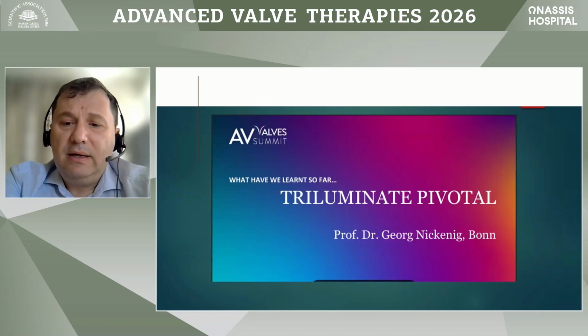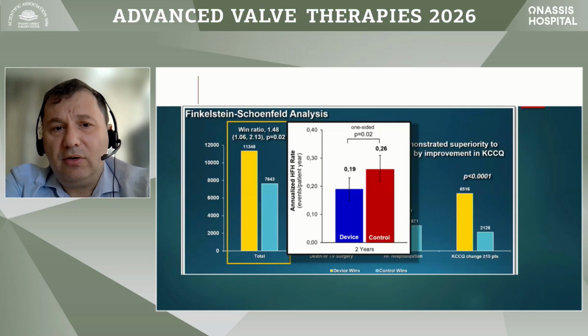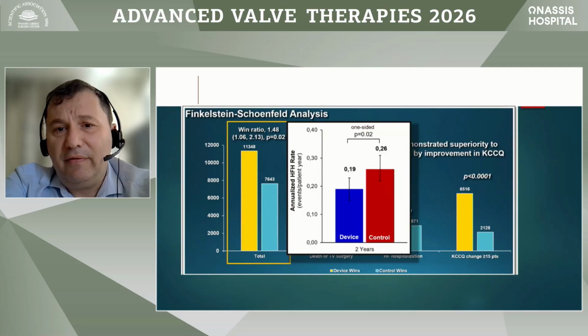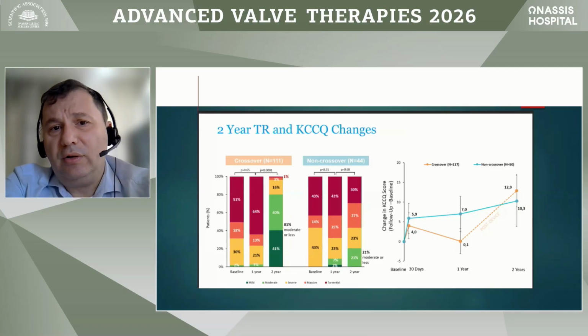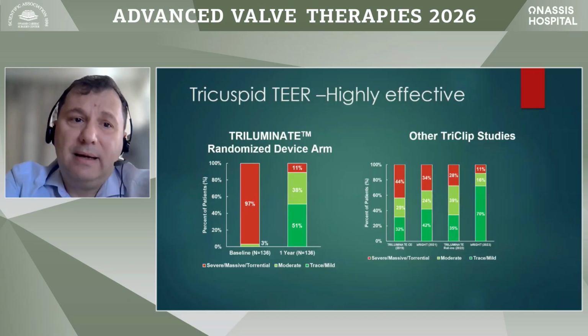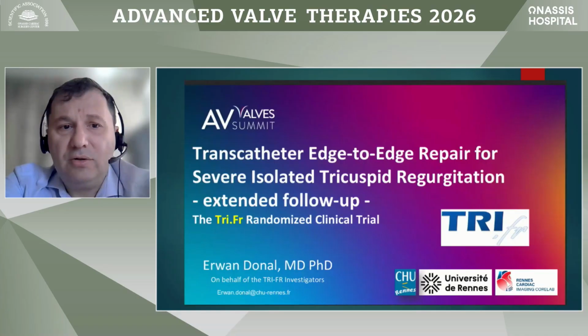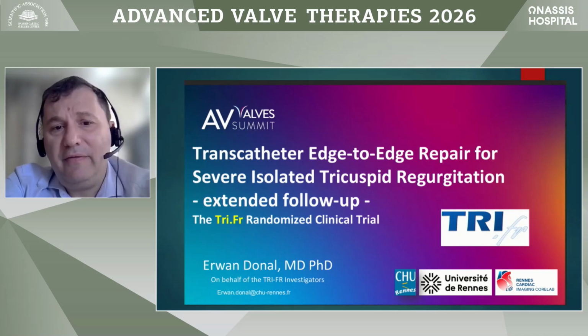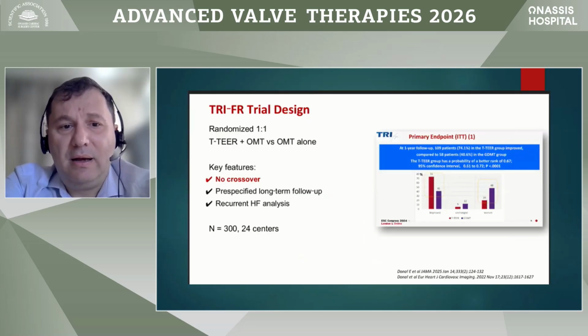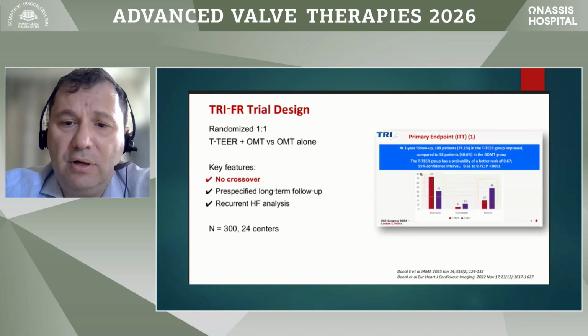The TRILUMINATE Pivotal trial, after 2 years, shows a clear reduction in the hospitalization for heart failure, and also an improvement in the quality of life. But tricuspid TEER is also safe and effective. And there is also the FR trial for France in 24 centers that also confirms the results and shows a clear reduction in the heart failure hospitalizations.